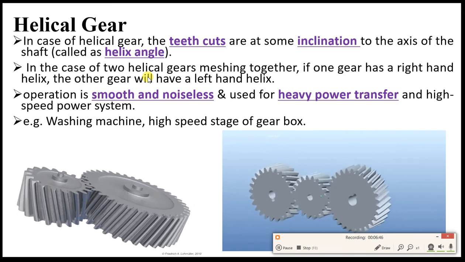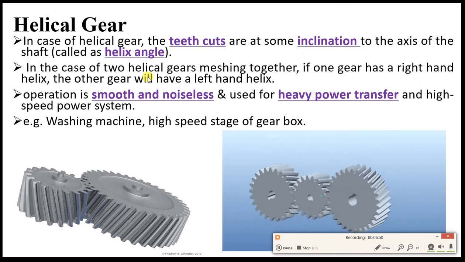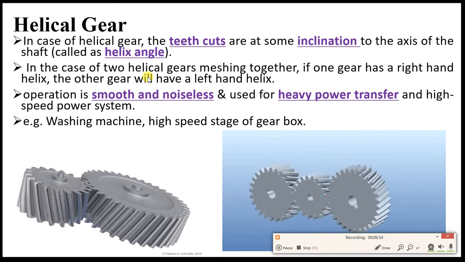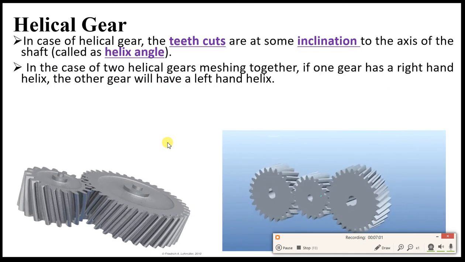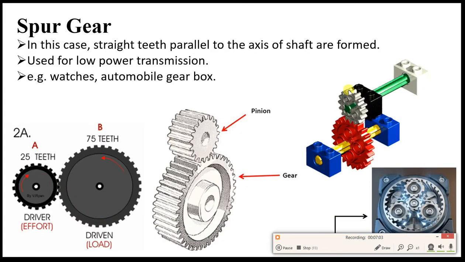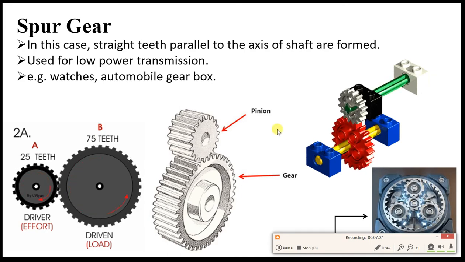So the function of spur gear and helical gear: in both cases the input motion is rotary and the output motion is also rotary. So rotary motion is converted into rotary motion. That is the function of spur and helical gear.